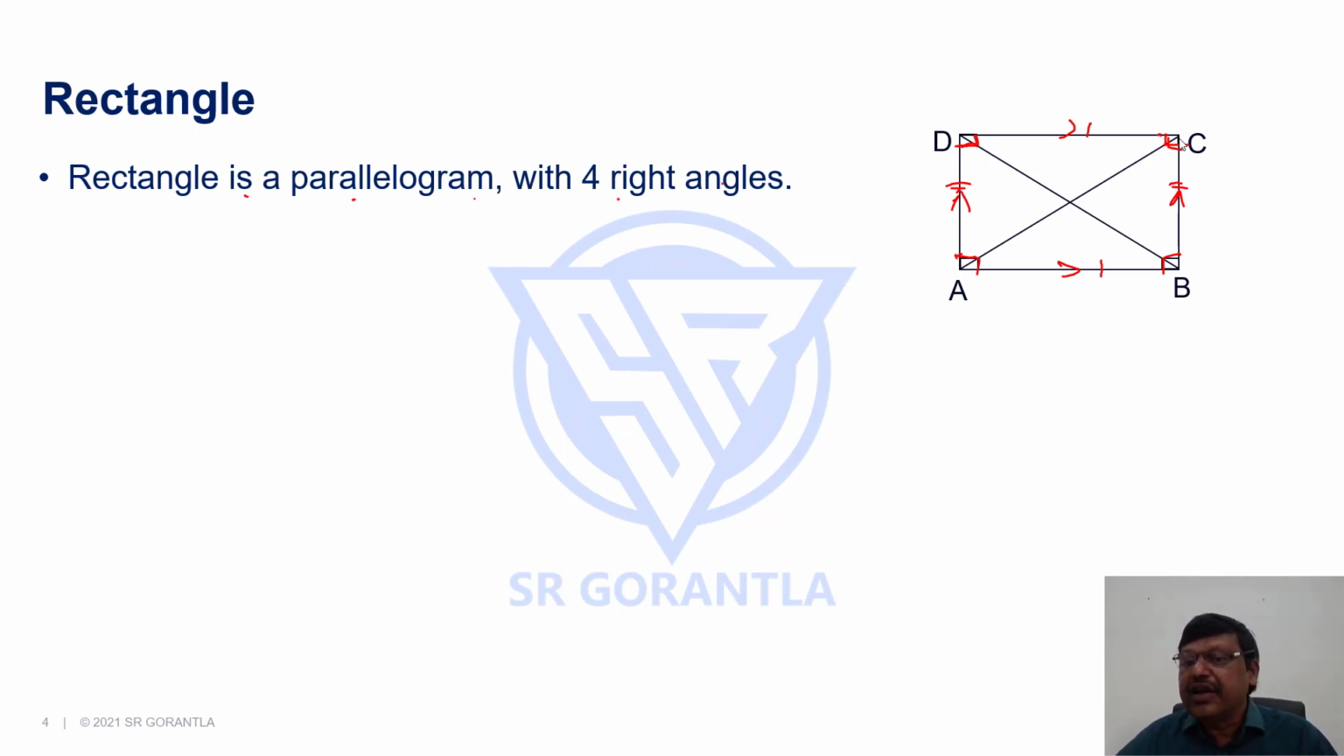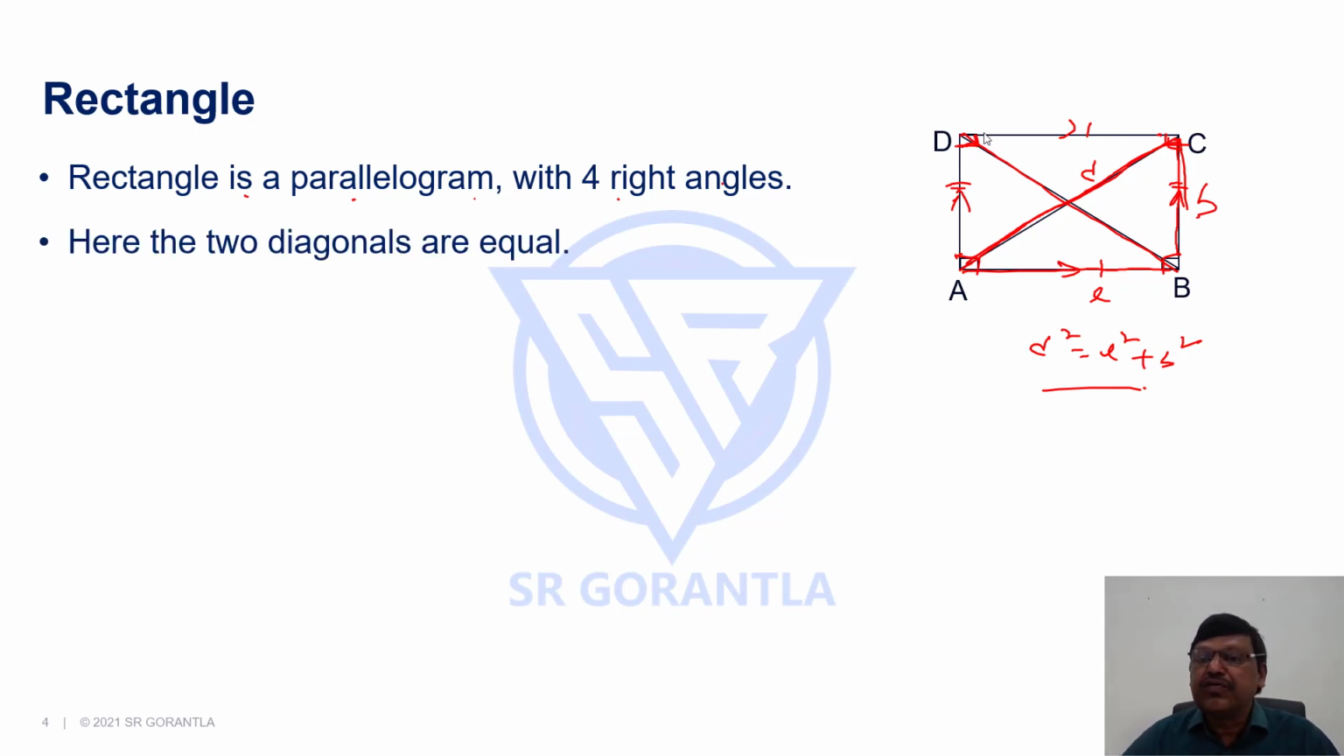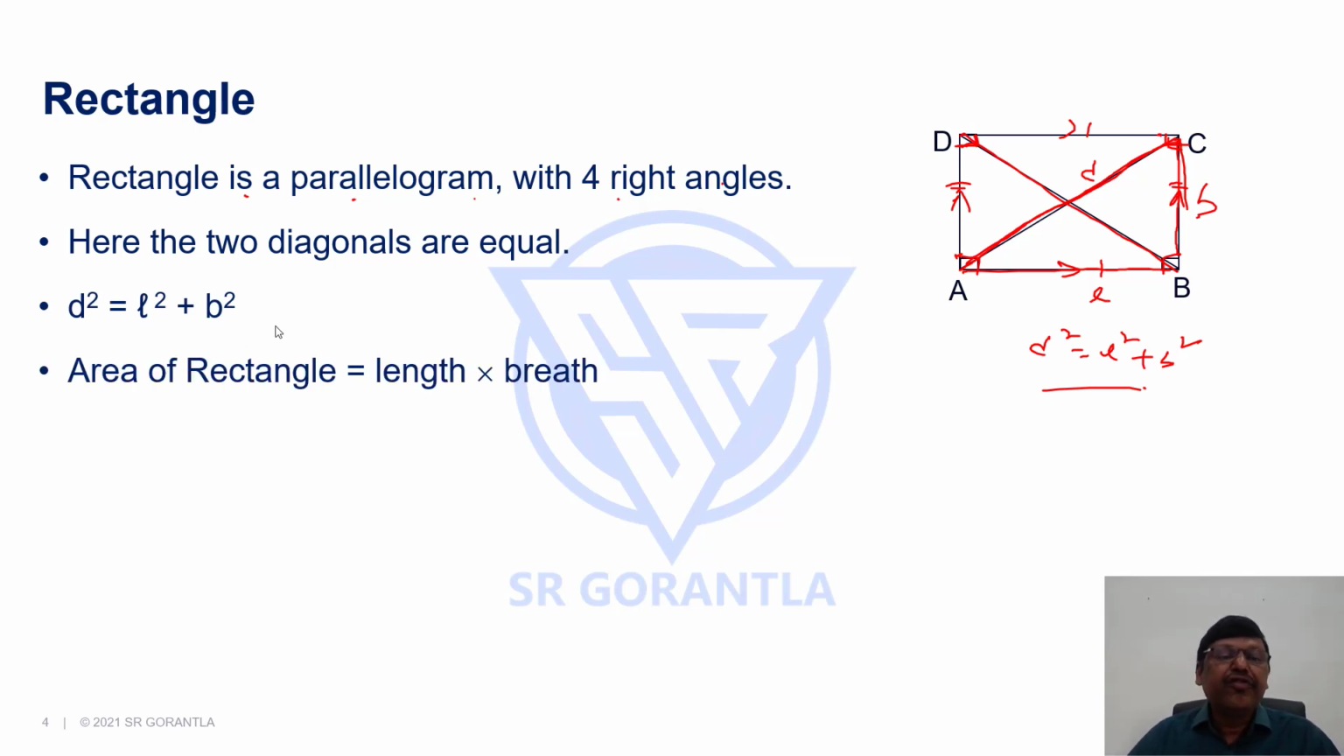Because all 4 angles are right angles, these diagonals are equal. The diagonals are equal, and if this is diagonal D, the longer side in a rectangle is called L, the shorter side is called B, that is length and breadth. Now, we know this is a right angle triangle, so we can write D square equals L square plus B square, or D is equal to square root of L square plus B square. So here the two diagonals are equal because all 4 angles are right angles, and D square equals L square plus B square. And area of a rectangle equals length into breadth, right? So these are a few important properties on rectangle.